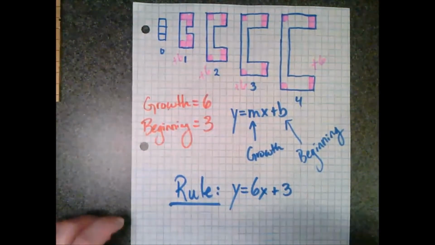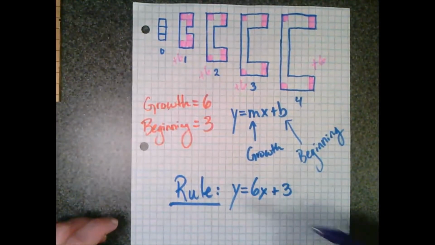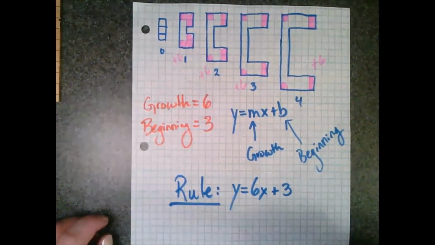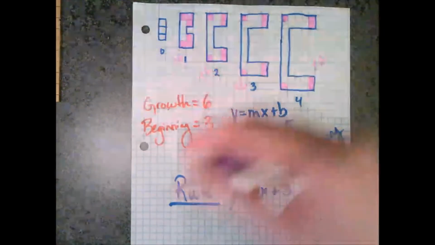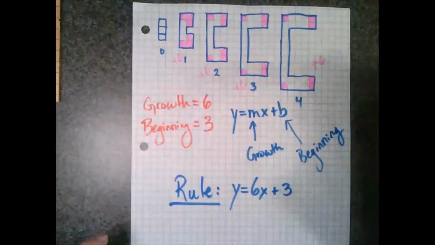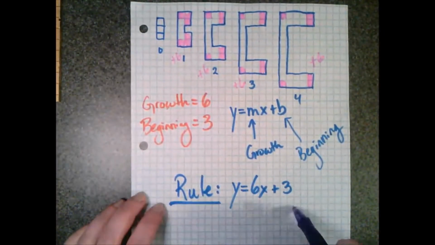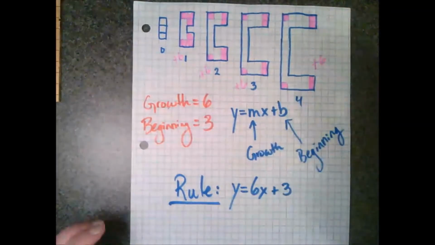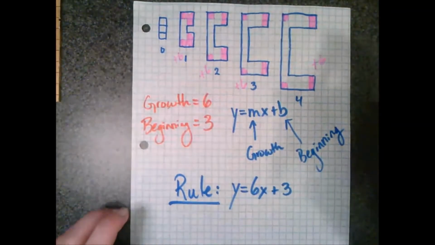Today, for the ending video, we're going to connect patterns to rules, rules to graphs, graphs to patterns. We're going to connect all that mumbo jumbo so that we can make some more connections on our web that we're going to talk about tomorrow.